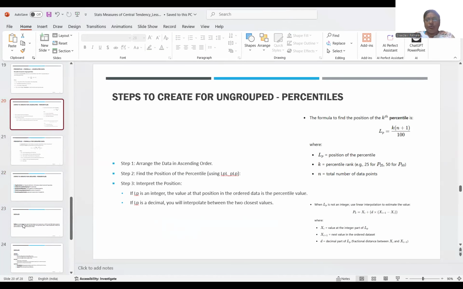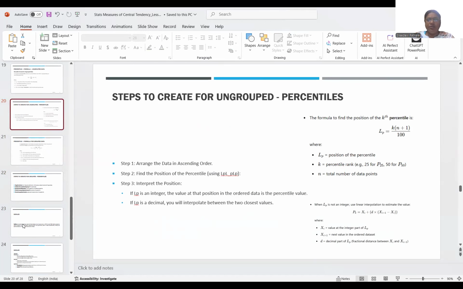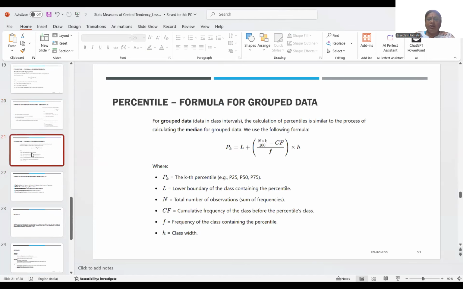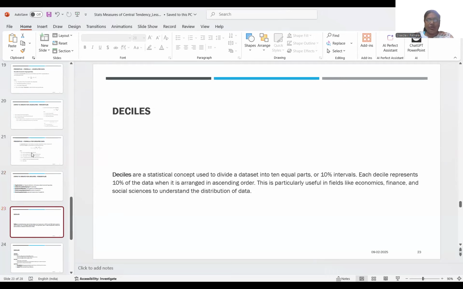Okay, so the similar steps will be there, but the only difference is that you will arrange the data in ascending order, whereas in grouped data you will find the cumulative frequency when a class interval comes. So those are the steps to identify the percentiles.